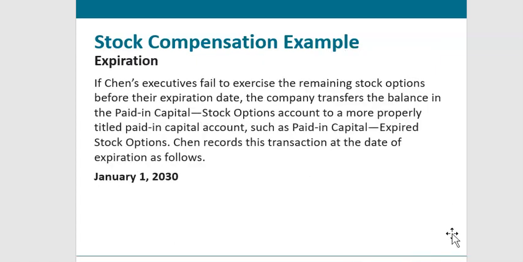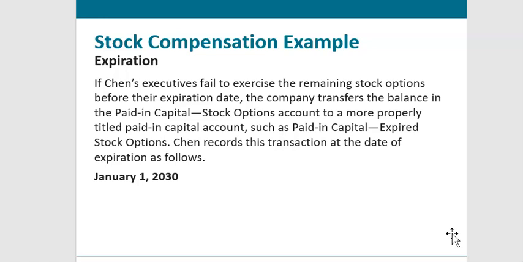What happens at expiration? If Chen's executives fail to exercise the remaining stock options before their expiration date, and again, this would only happen if the market price fell below the exercise price, below 60, then there's no reason to exercise. The company transfers the balance in the paid-in capital stock options account to a more properly titled paid-in capital account, such as paid-in capital expired stock options.